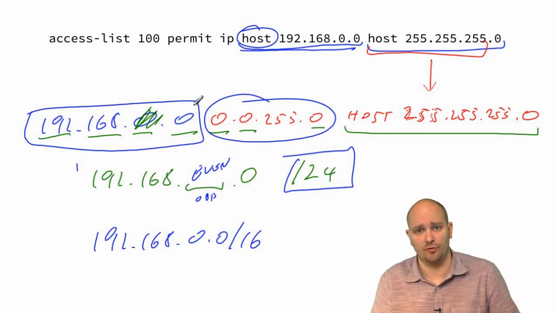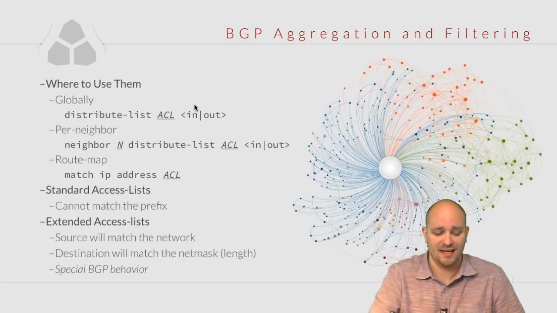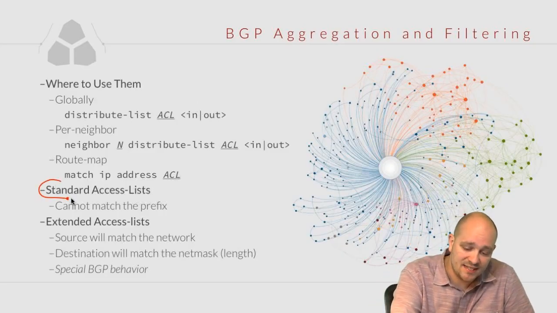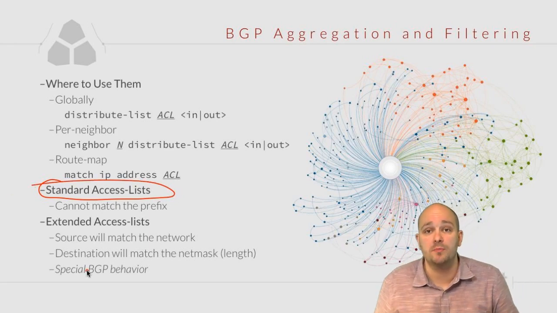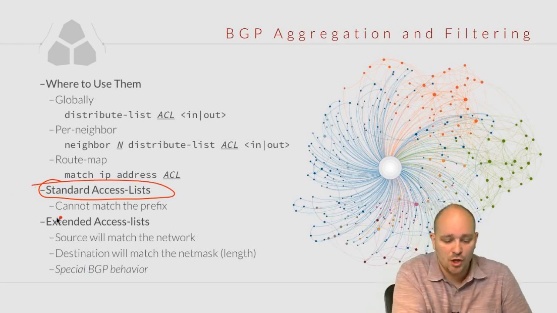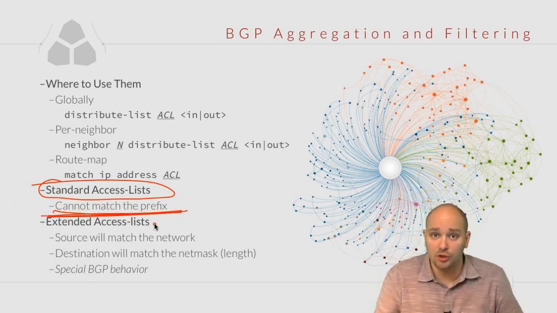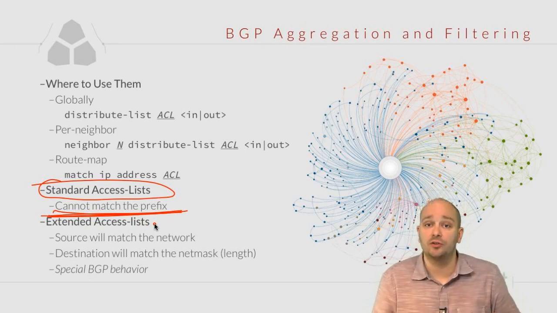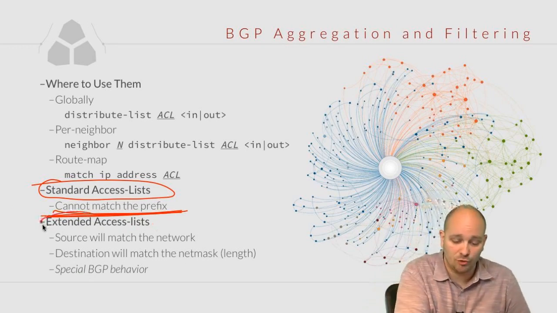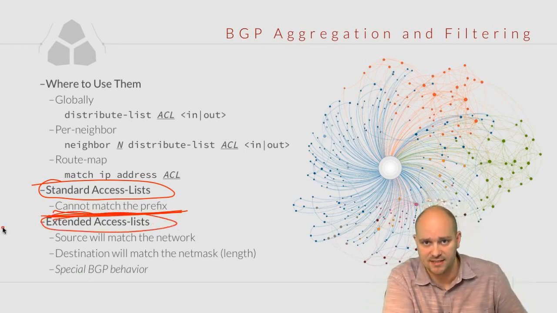But the important thing to remember, truly important, is that when you are using standard access lists for BGP filtering or for any route filtering, you cannot match the mask. You cannot match the prefix length. If you wanted to do that when you are performing filtering with BGP, you have to use extended access lists.